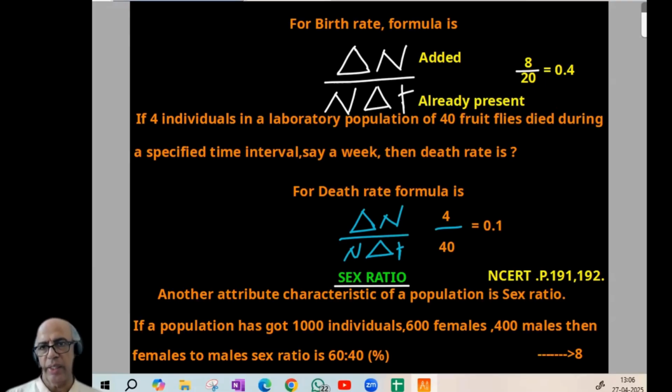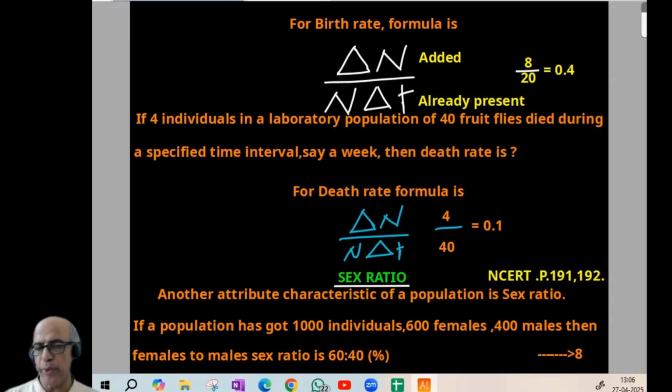Simple mathematics, but still a question for us. Even in this NEET exam, we can anticipate it. Now, correspondingly, death rate. If 4 individuals in a laboratory population of 40 fruit flies died during a specified time interval, say a week, then what is the death rate? All NCERT. Again, the death rate formula is delta N divided by N delta t. So delta N here means lost. Lost is 4 out of 40. So 4 by 40 equals 0.1. NCERT page numbers 191, 192, you can find all this.